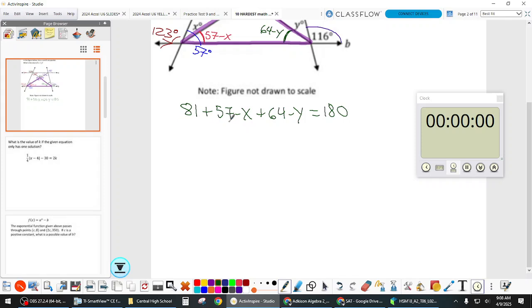So 81 and 57 and 64 is what? So 81 and 64 is 145, 195, so 202. I see. Okay, now what?